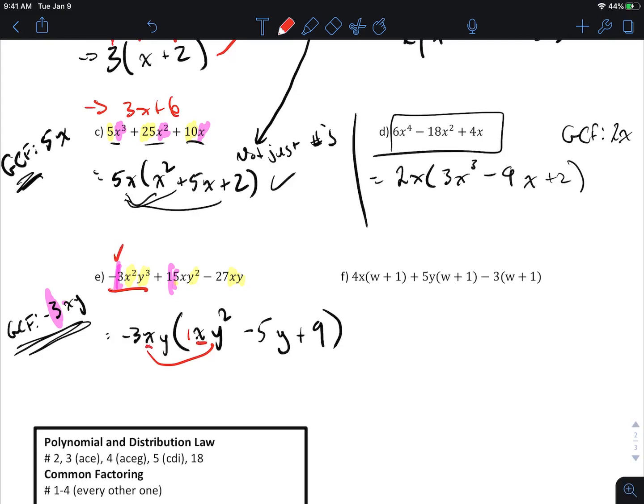X times x gives me x squared. That's good. And the y times the y squared is y cubed. That's good too. Right? I'm good. That term's good. So I did that one right.